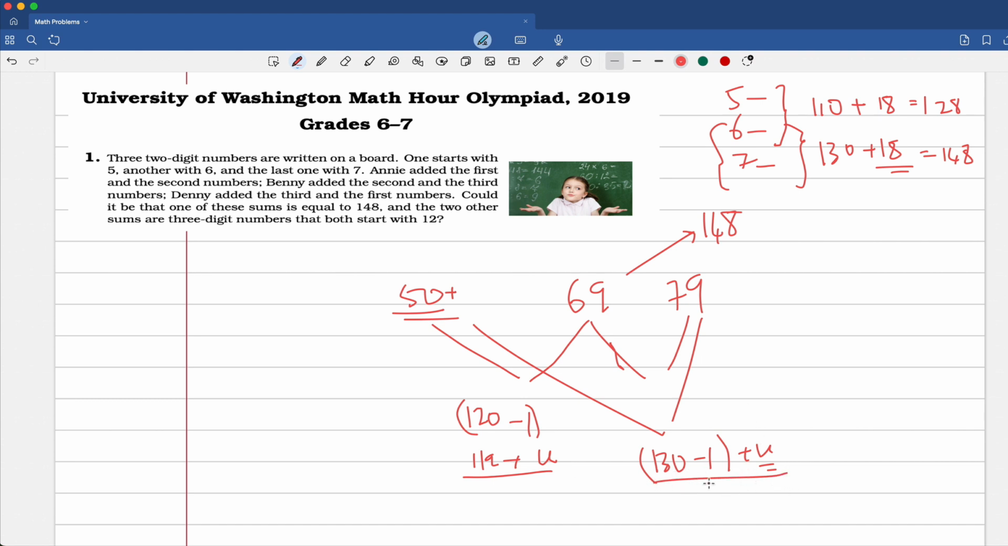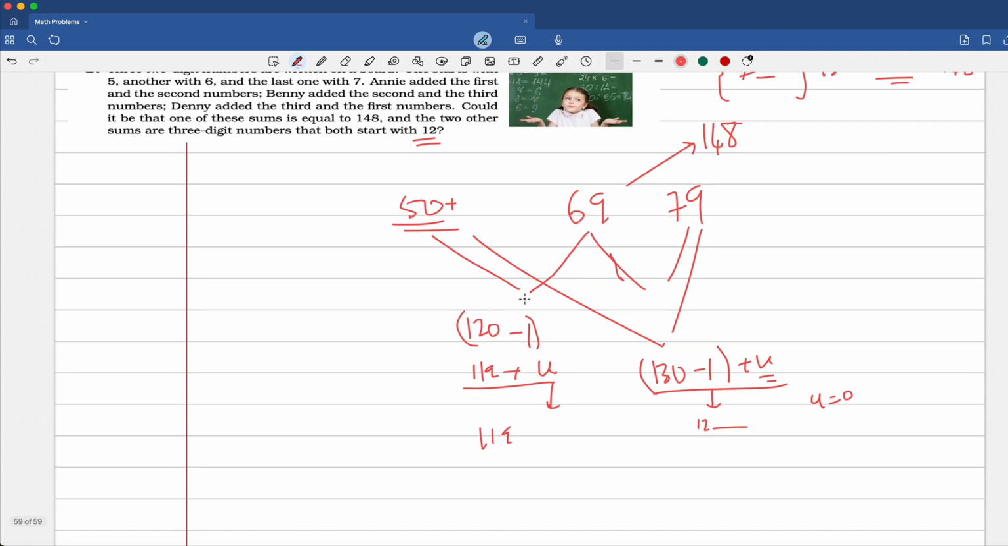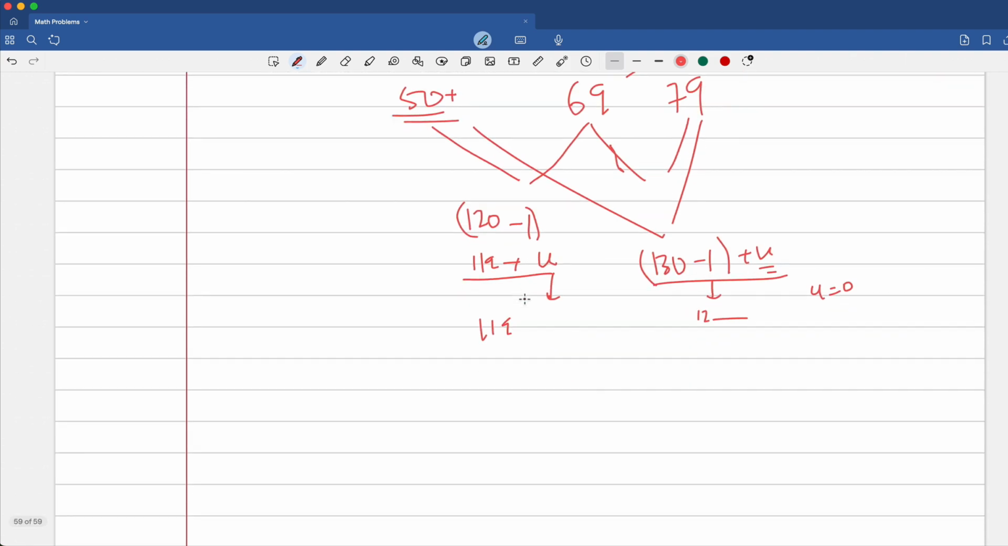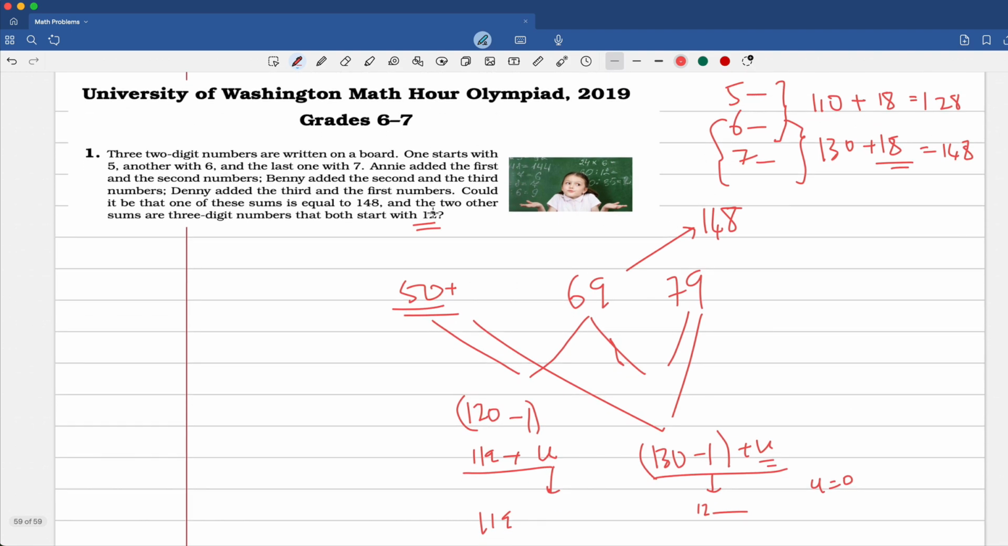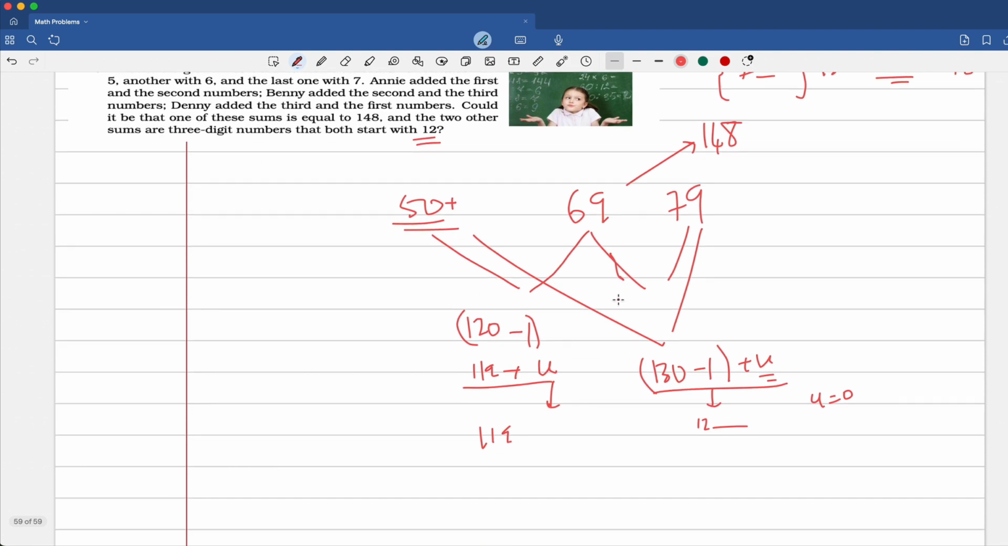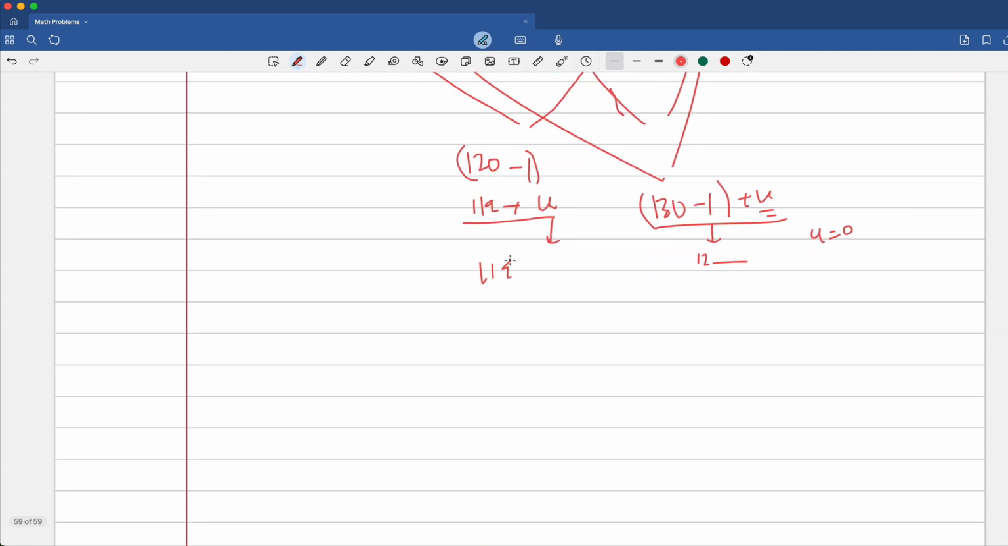So the only way this number would still be in the 120 something is if u is equal to 0. And if u is equal to 0, the other one would end up getting 119, and therefore I would never be able to get both of these sums to start with 12. It's not possible. So the answer to the question is it's not possible to have this. Now, how do you do it mathematically? That's the second part of the question.